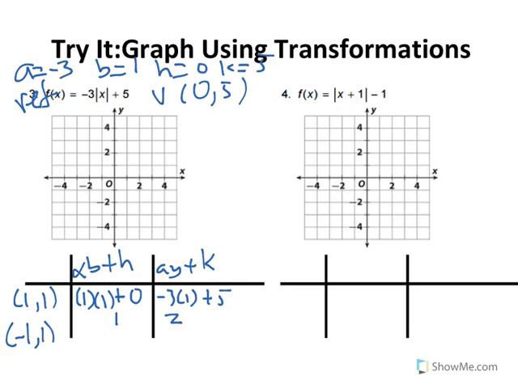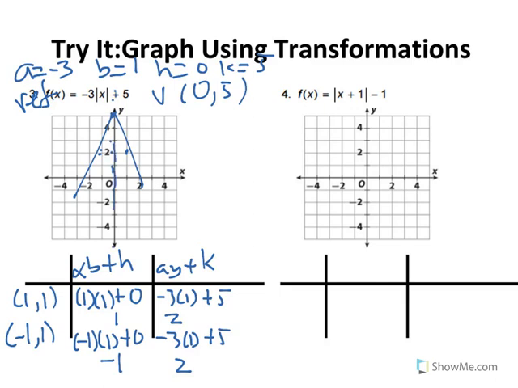Negative 1, 1 will go to negative 1 times 1 plus 0, and negative 3 times 1 plus 5. So we have negative 1 and 2. So the vertex 0, 5 is here, and 1, 2 is here, and negative 1, 2 is also here. So the graph will open down. And this is our line of symmetry.